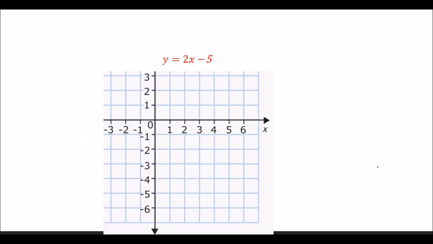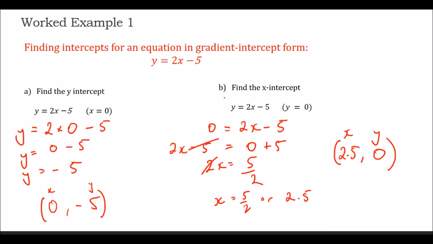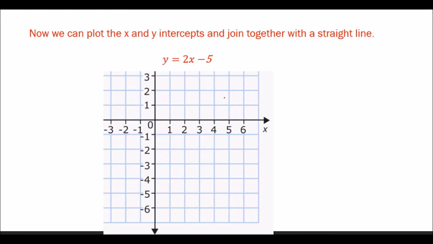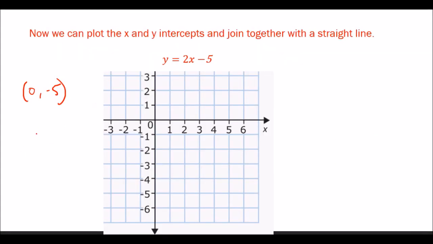Okay, so let's draw this. y equals 2x minus 5. Remember your plot points. Oh, actually, I forgot them. 0, negative 5 for the y-intercept, and the other one is 2.5, 0. So this is the y-intercept, and this is the x-intercept.